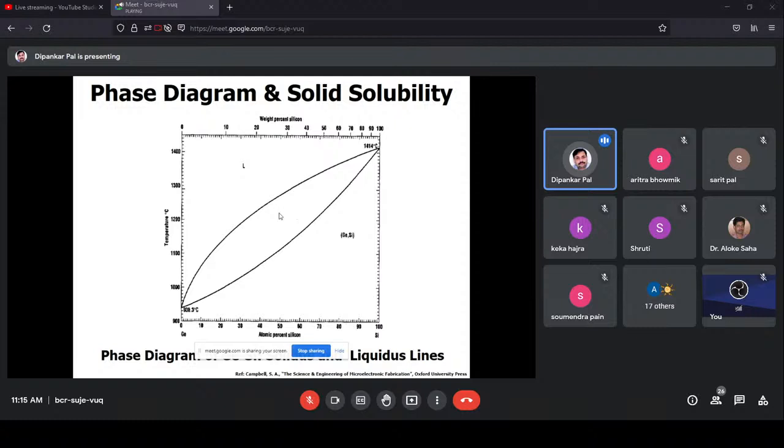Now the part which has melted, will it have the proportion of silicon and germanium in the same proportion in which it was in the solid? I'm asking a question: will they remain the same in the liquid as they were in the solid? In the solid you have 50-50. In the liquid, will it still be 50 silicon, 50 germanium? Can any one of you please participate and answer?